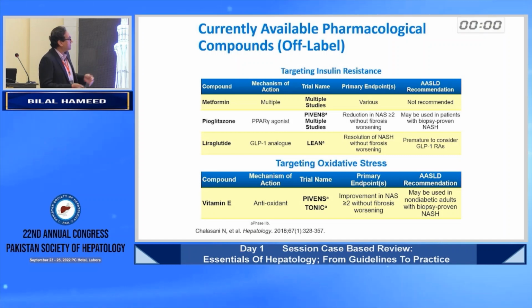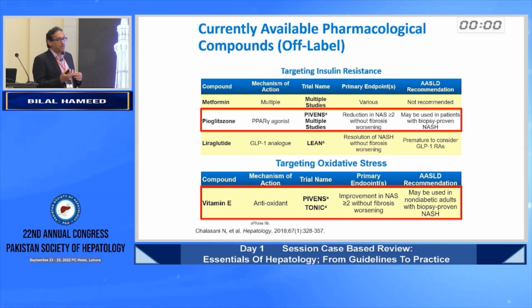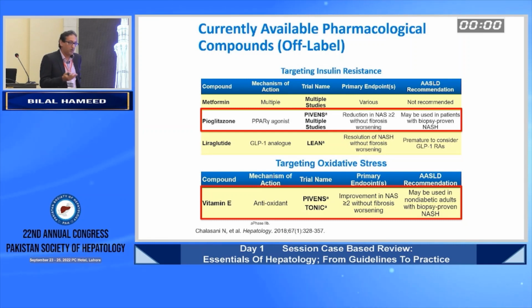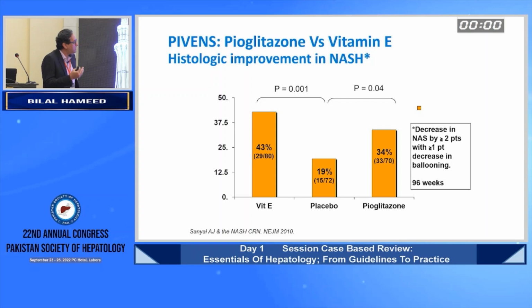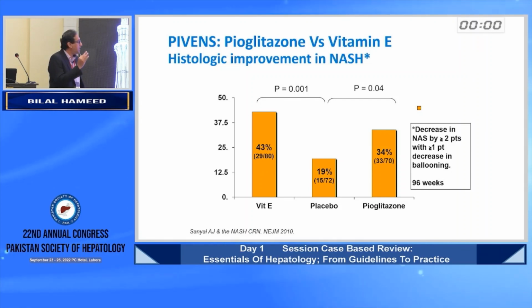The two that have been talked about are pioglitazone, which has its own effects because of weight gain and heart issues, and vitamin E, which has been shown in one of the studies from the NASH CRN, the PIVENS trial, when vitamin E versus pioglitazone was used in biopsy-proven NASH. There was a decrease in the NASH score: 43% of patients on the vitamin E arm had improvement. It does not impact fibrosis, although this was 800 IUs per day.